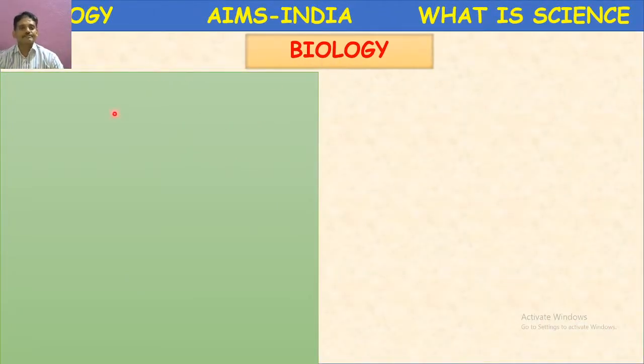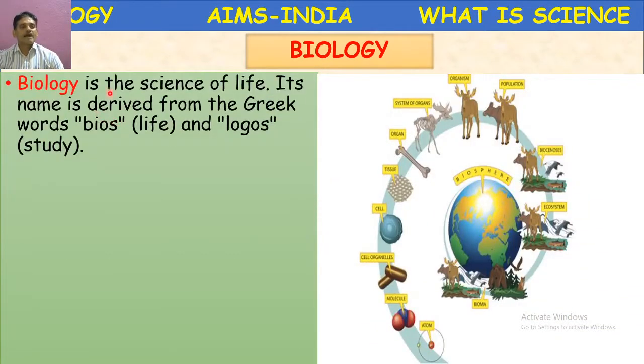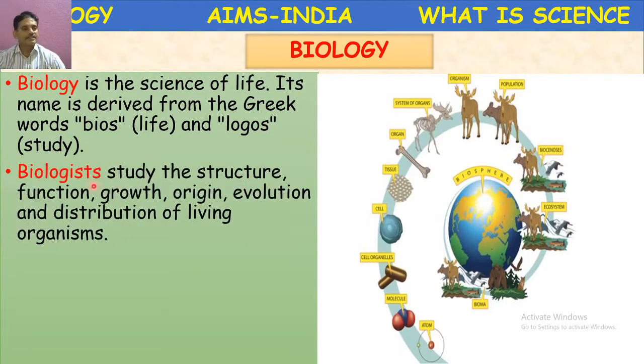Now come to our subject, biology. A beautiful subject. Biology is the science of life. Its name is derived from the Greek words bios, meaning life, and logos, meaning study. Jean Lamarck gave the term biology. The study of living organisms is called biology. Every living organism, particularly a human being, is a biologist. Every day you will learn something. Biologists study the structure, function, growth, origin, evolution, and distribution of living organisms.